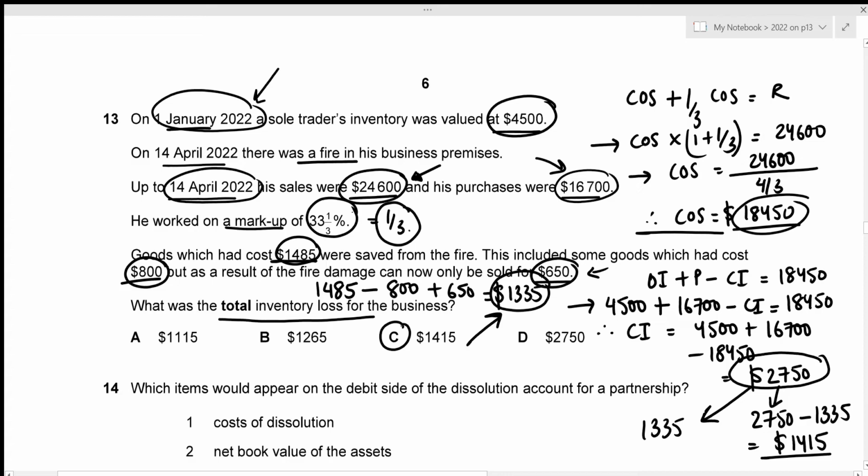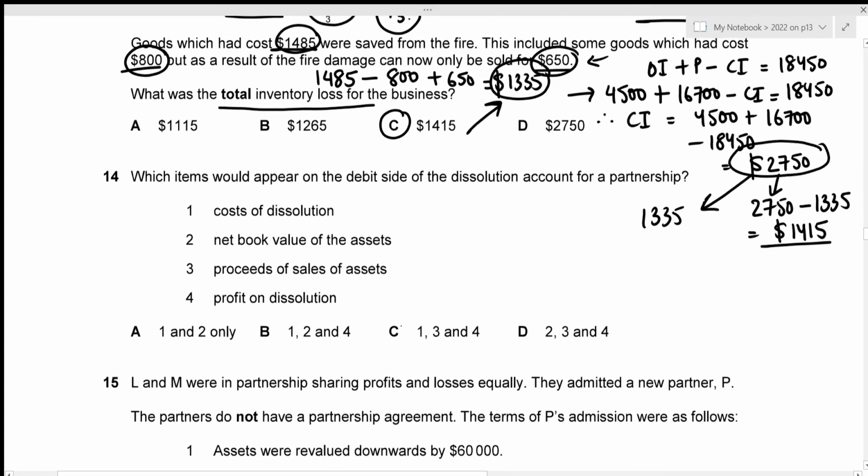This concludes question number 13. We can now move towards question number 14. We need to figure out which items would appear on the debit side of the dissolution account for a partnership.